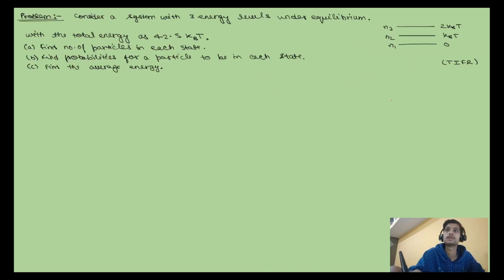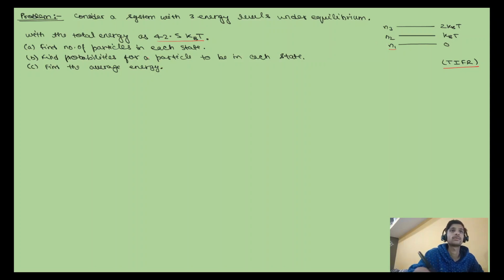So now there is an interesting problem from PFI. This particular problem states that consider a system with 3 energy levels under equilibrium. So you have equilibrium and you have 3 different energy levels. So let's say the energy levels are such that this ground state is 0, and then kBT, and then 2 kBT is the energy state. And it is given that the total energy of the system is given as 42.5 kBT. Okay, so now we have to find the total number of particles in each of these states. So how many particles will be there in N1, N2, and N3 state?